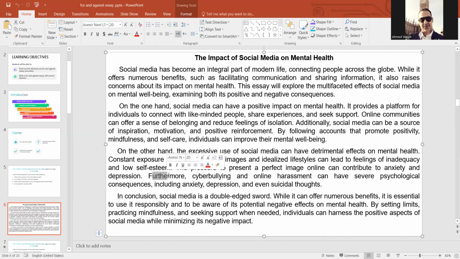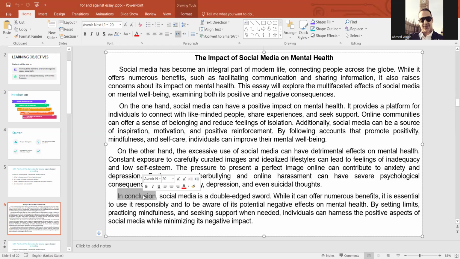Furthermore, look at the language, look at the linking words. Furthermore, on the one hand and on the other hand, additionally. Furthermore, cyberbullying and online harassment can have severe psychological consequences, including anxiety, depression, and even suicidal thoughts.